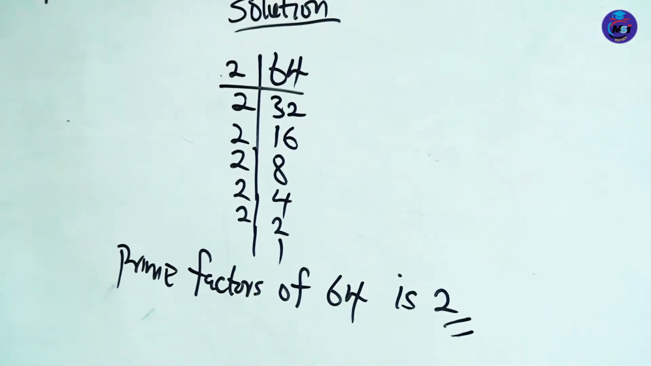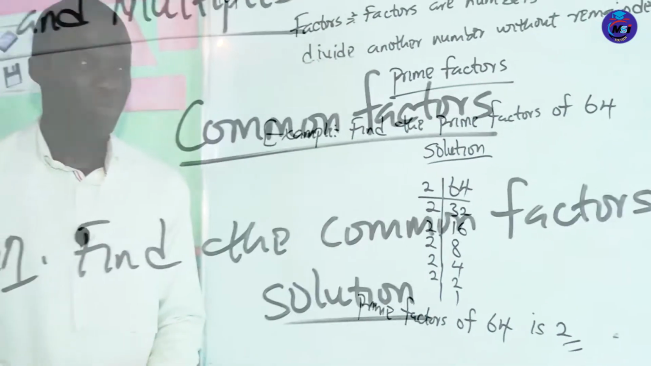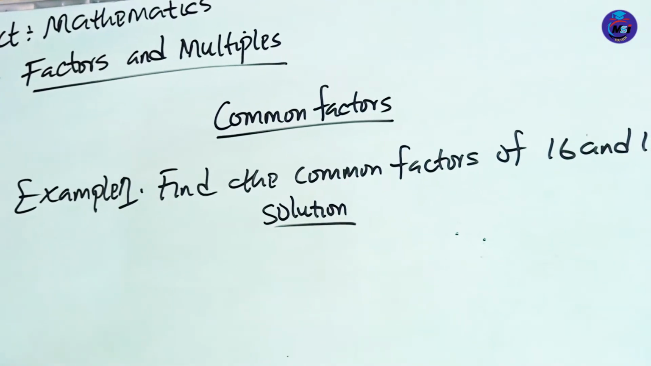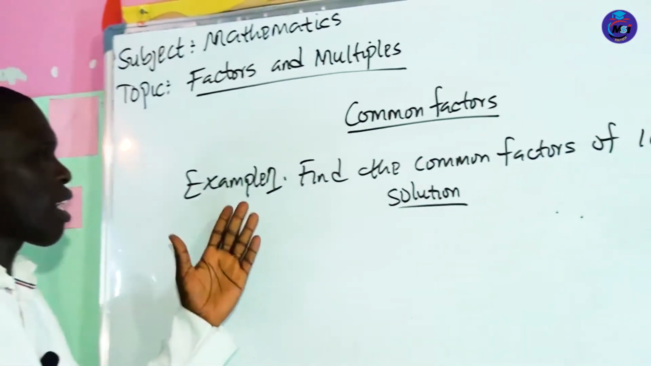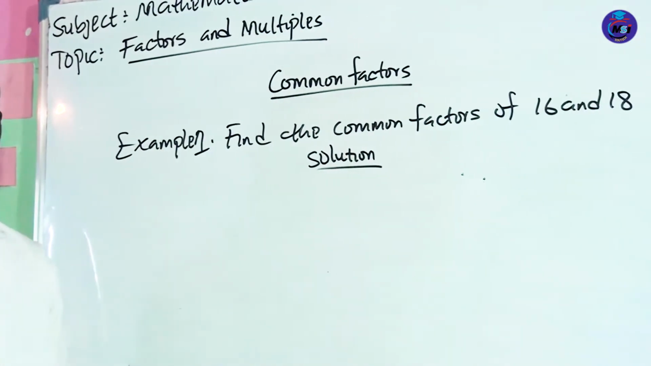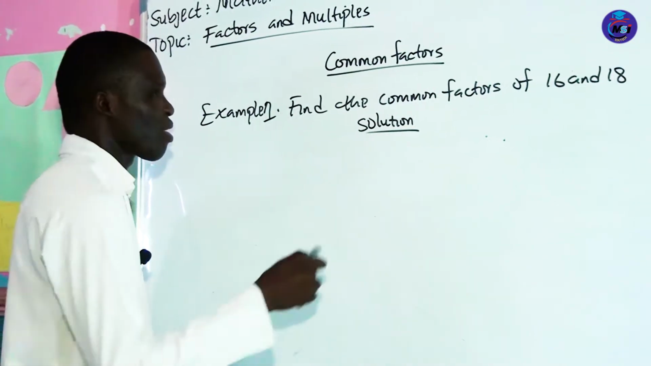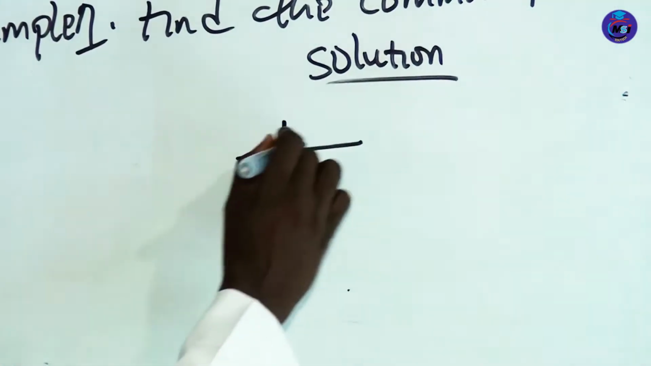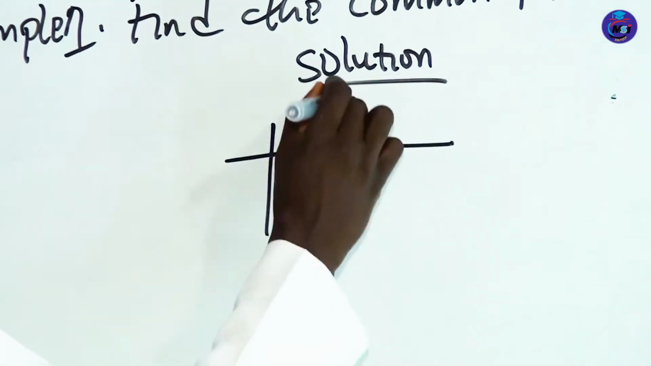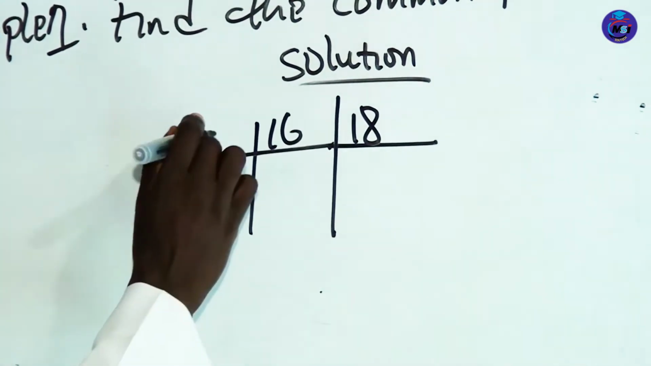Okay? Now, let's look at another example. Okay, let's see how we can find common factors of numbers. Look at this example. Find the common factors of 16 and 18. What are we going to do? Okay, let's solve it together. We have 16 and we have 18.